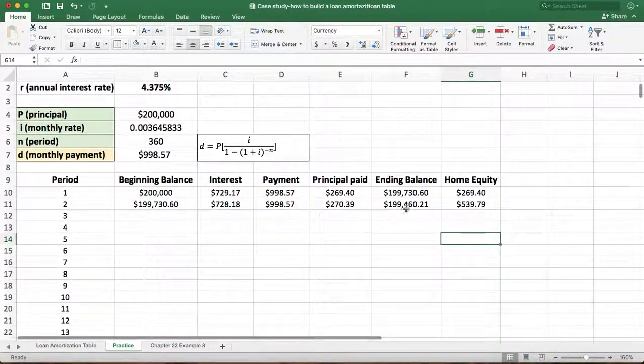In real life, home equity equals your home's market value minus the ending balance. But here we just assume your home's market value is the loan you borrow.